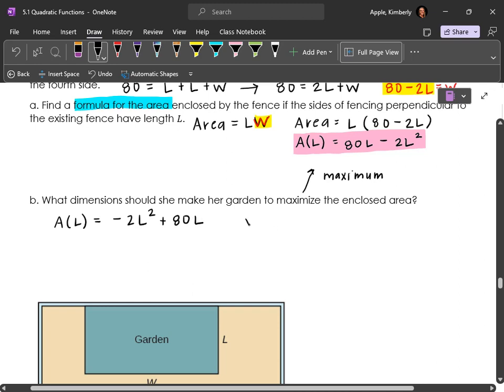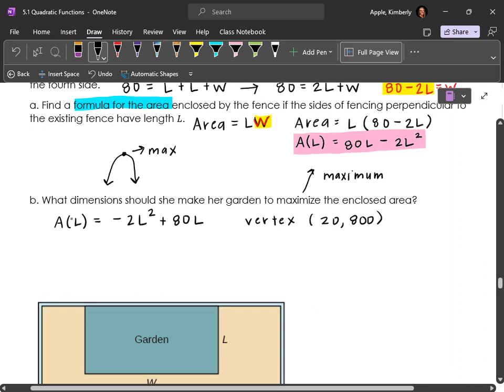Really all we need to find here is the vertex, because that's going to give us our max or min value. Being that this parabola opens down, we will have a maximum instead of a minimum. So that's good. Finding the vertex using your normal methods, negative b over 2a and whatnot, you'll find that the vertex here is going to end up being 20 comma 800. I won't show that here because we got plenty of practice with that in the previous section.